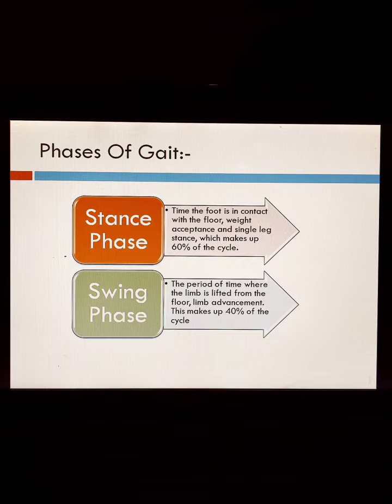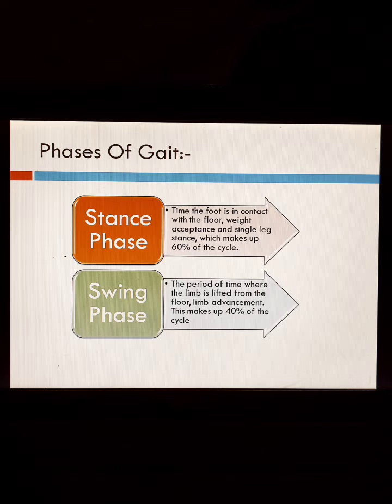There are two phases of gait, stance phase and swing phase. Names are self-explanatory. Stance phase is the time when the foot is in contact with the floor, and this is the period of weight acceptance which makes up 60% of the cycle. Swing phase is the time when the limb is lifted from the floor and it's the period of limb advancement, and this makes up 40% of the cycle.